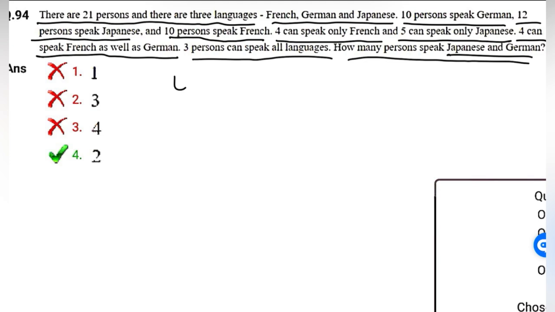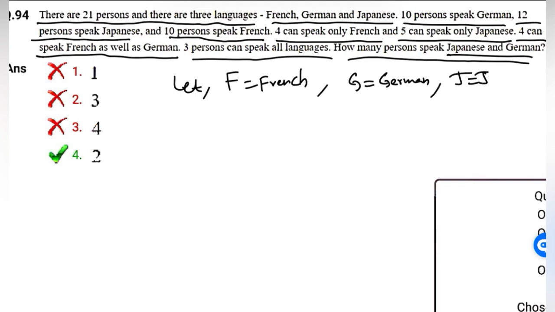Let F is equal to French, G is equal to German and J is equal to Japanese. Let's find it using Venn diagram.